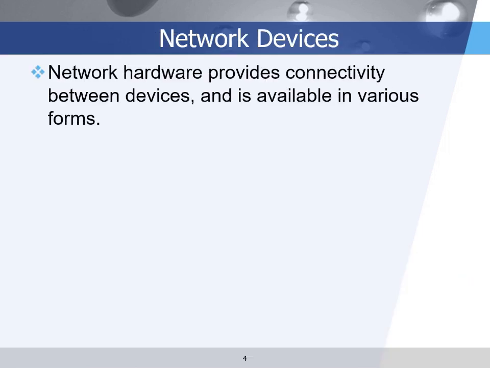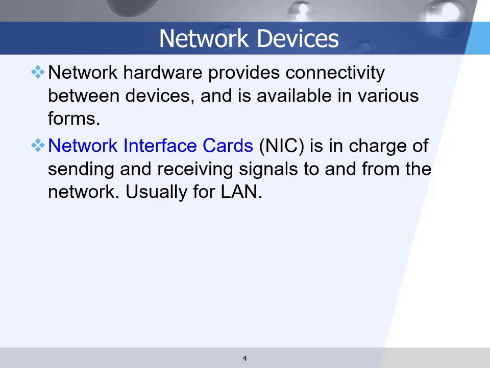Now let's look at the network devices. Network devices means the network hardware that provides the connectivity between the devices, and it is available in various forms. There are different types of network devices, and different types may have different functions. The first important network device is the network card. It's also called the Network Interface Card or NIC. The network card is in charge of sending and receiving signals to and from the network. It's usually for the LAN.